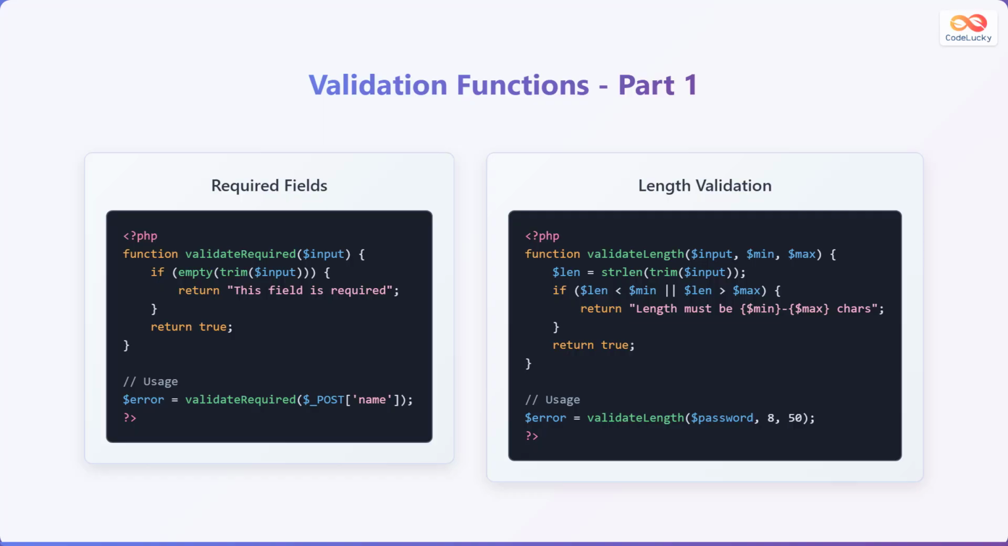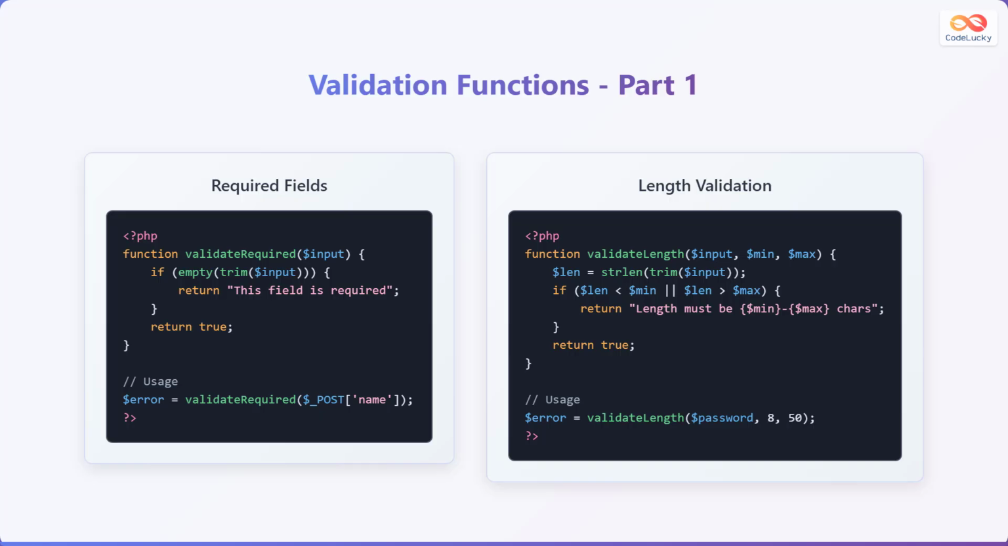Now let's look at validation functions, starting with required fields. You can create a function called validateRequired that takes an input. If the input is empty after trimming whitespace, it returns the message, "This field is required." Otherwise, it returns true. To use it, call validateRequired with the post array element.